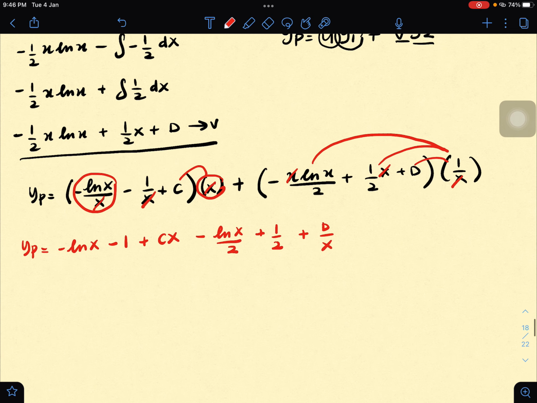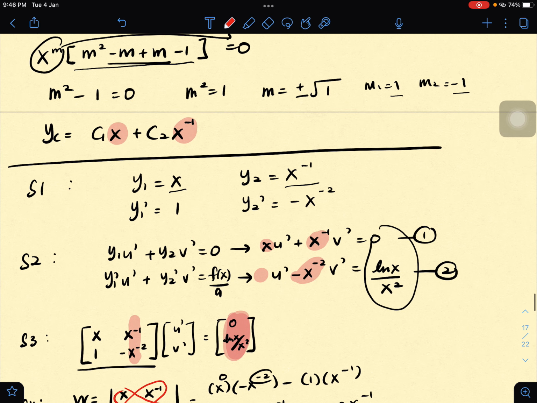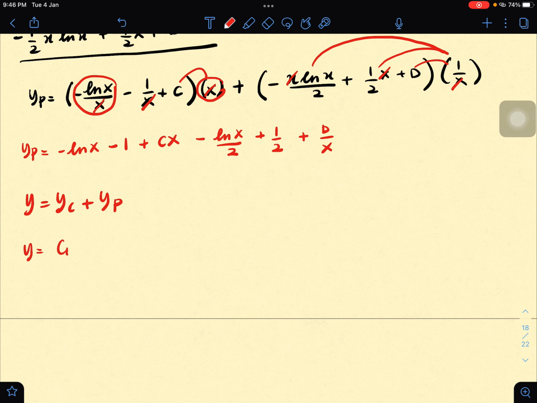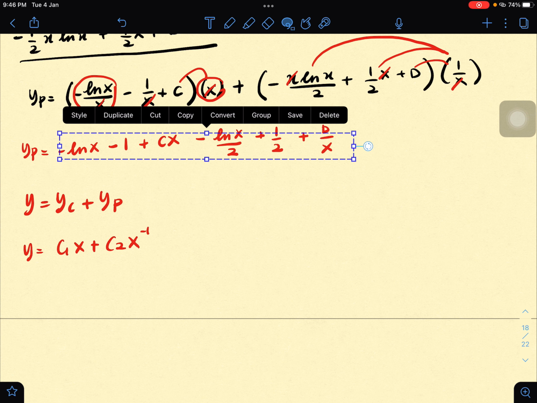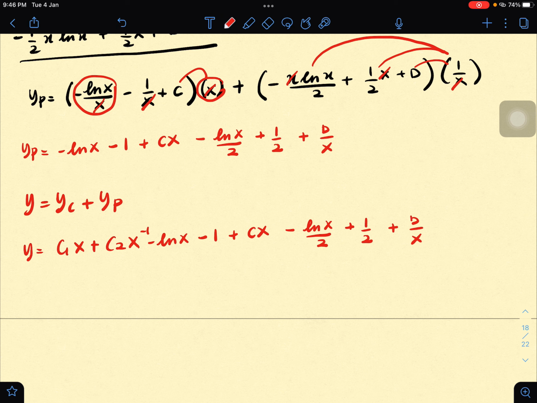So now we need to combine our yc and yp to get our y. Okay, di mana yc kita adalah c1 x plus c2 x kuasa negative 1. So let's combine. Y equal to c1 x plus c2 x to the power of negative 1. Okay, lepas tu kita combinekan dengan yp kita. This one is all your yp. Just paste it here. Okay, so sekarang kita tengok yang mana yang sama. Okay, so yang ini kita tulislah x kuasa negative 1 supaya nampak.